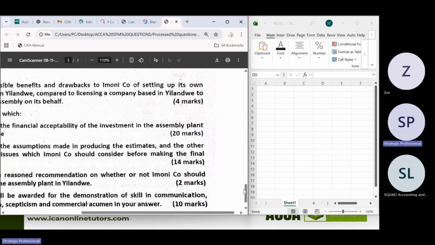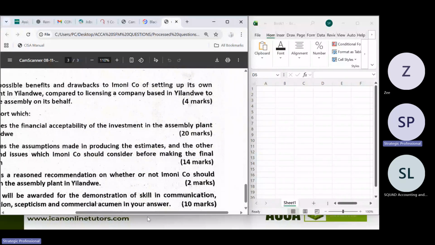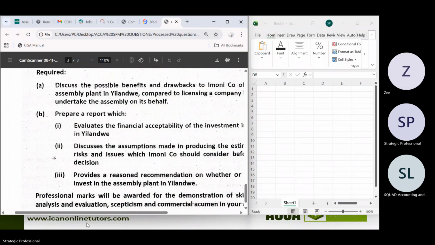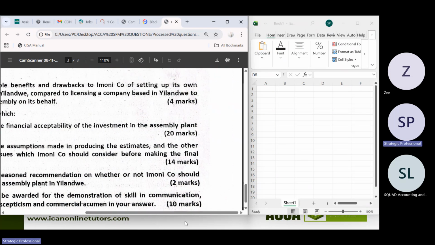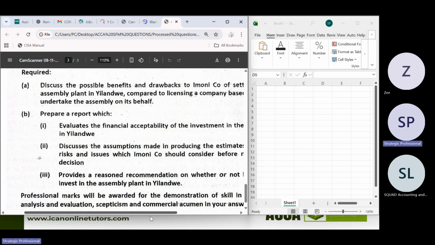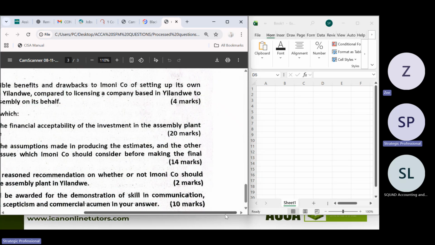Right. So this is a what? And then it says professional marks should be awarded for the demonstration of skills in communication, analysis and evaluation, skepticism and commercial acumen. What does this mean? This is a cheap mark. It means that even if you don't know anything, but you can communicate well, and you apply commercial acumen, analysis and evaluation and skepticism, you have 10 free marks out of 50 marks.